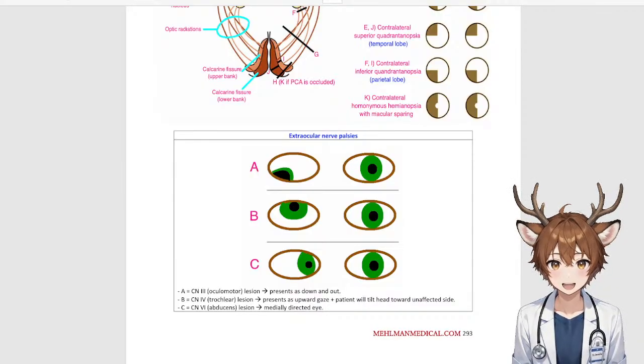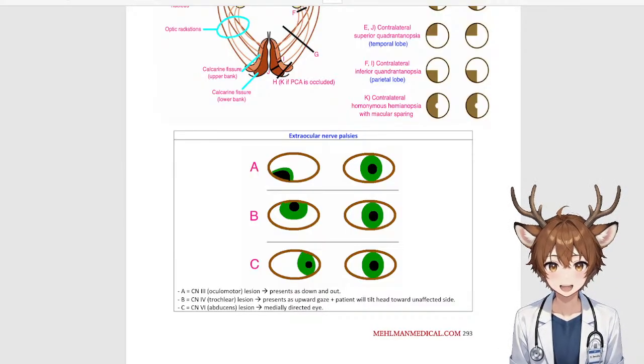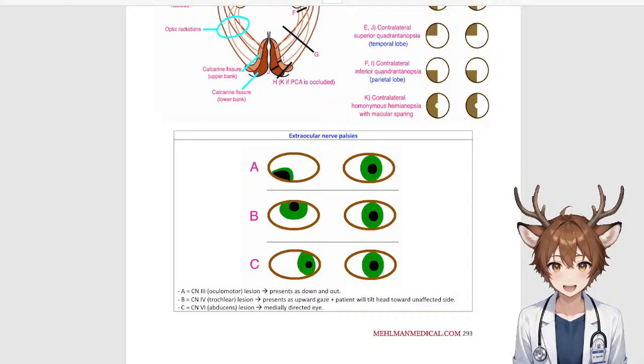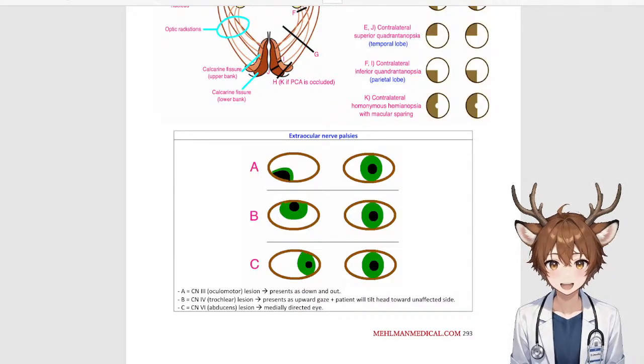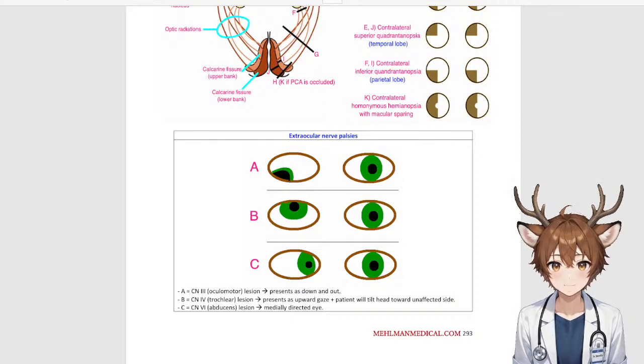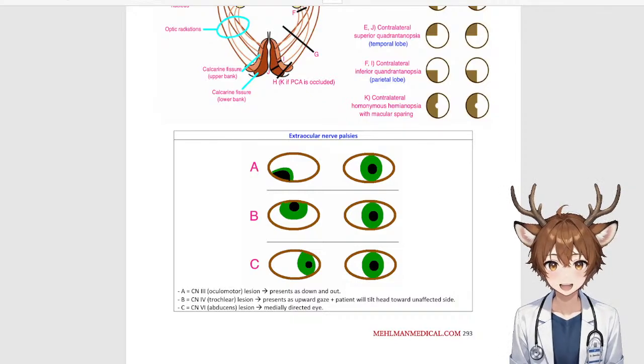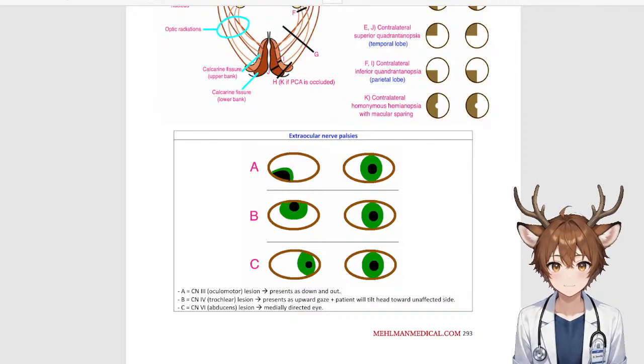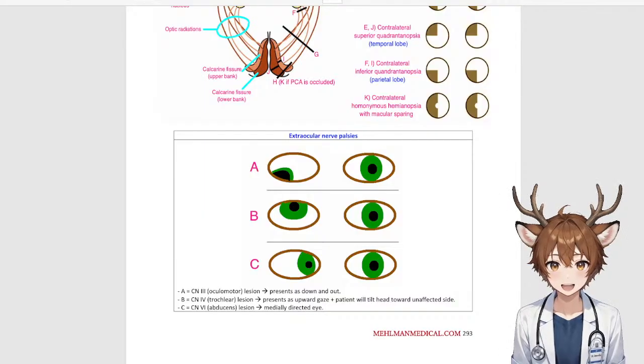Cranial nerve 6 palsy, abducens nerve lesion, medially directed eye. If you have an abducens nerve issue, that means you cannot abduct the eye on that one side, right? Abducens, abduct. You cannot bring the eye laterally on that one side. It's stuck medially, or at least near the center. It can't really go to the lateral portion.